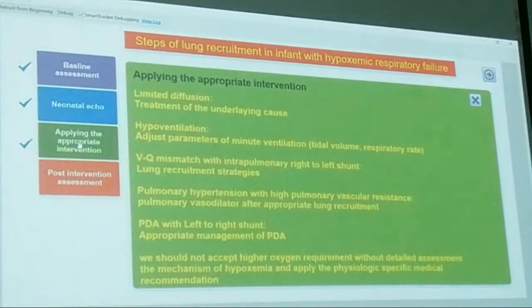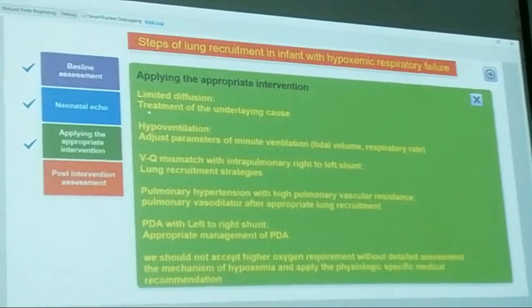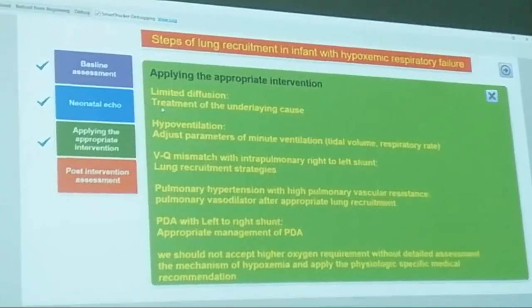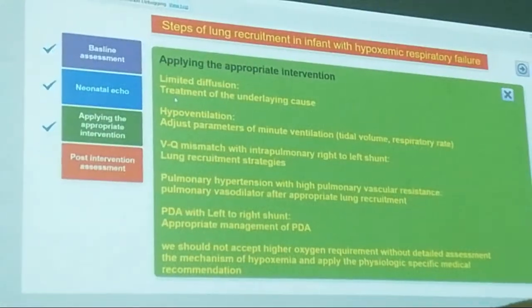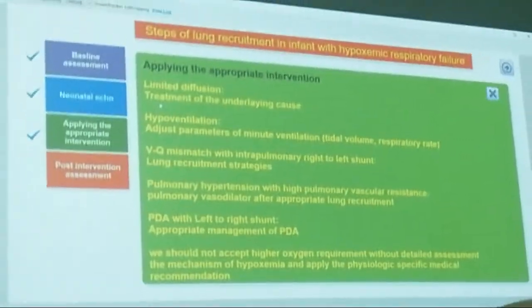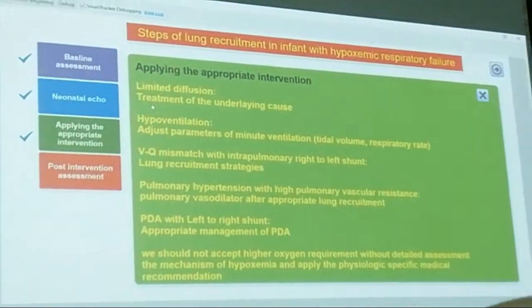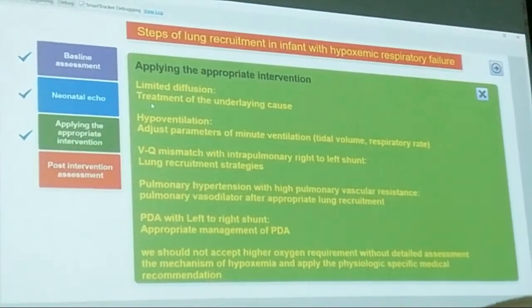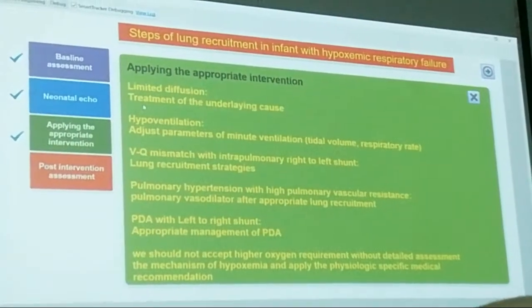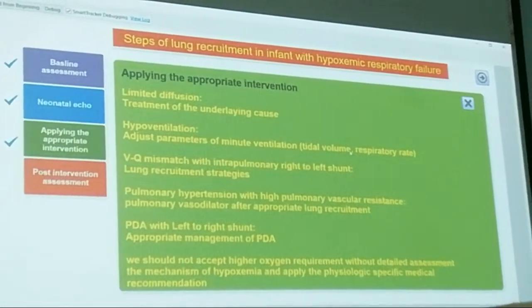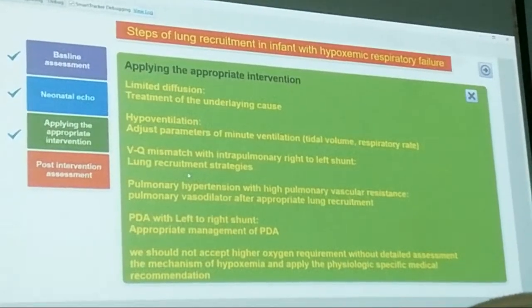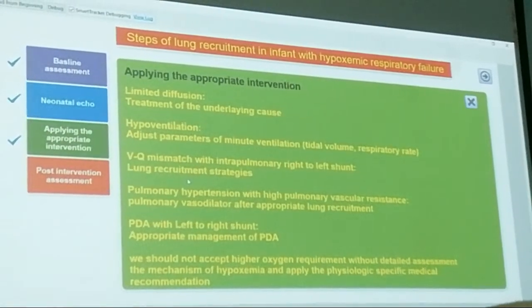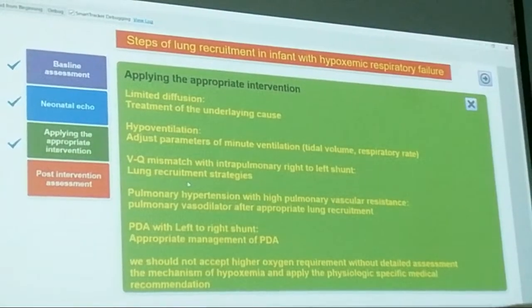Then applying the appropriate intervention as follows. In limited diffusion, consider to treat the underlying cause, for example, RDS, BPD, or pulmonary edema. For hypoventilation, you need to adjust parameters of ventilation, which are tidal volume and respiratory rate. Then, you should consider appropriate lung recruitment strategies if there is ventilation perfusion mismatch with intrapulmonary right to left shunt, which was the main pathophysiologic mechanism in our case.